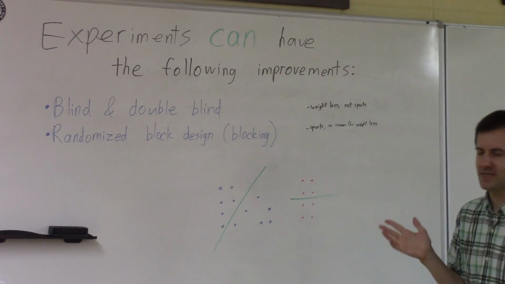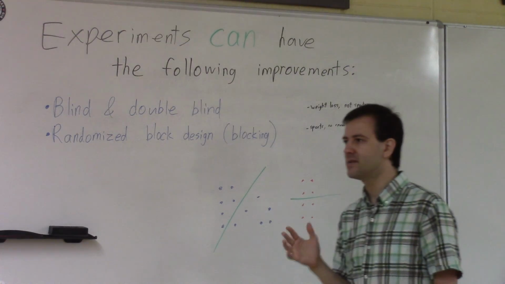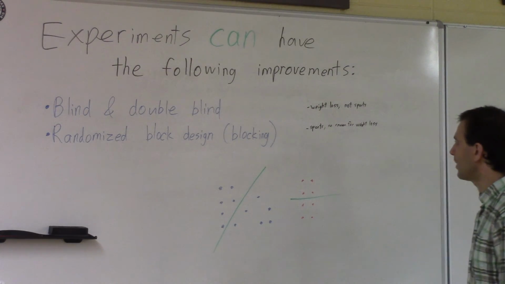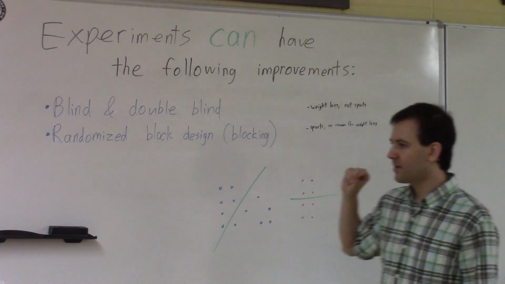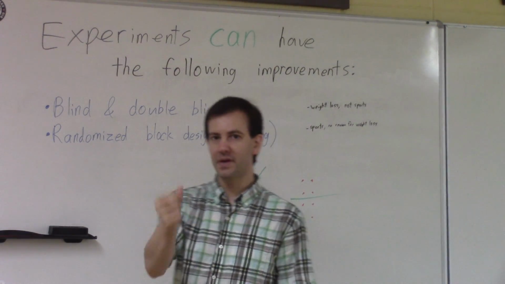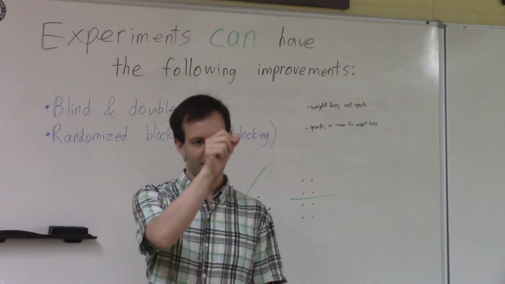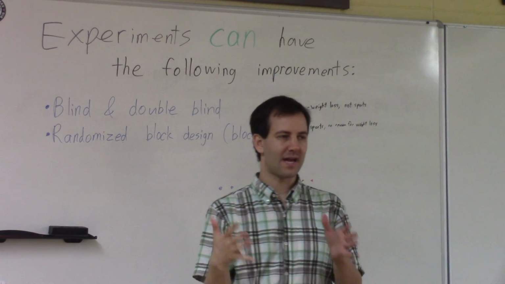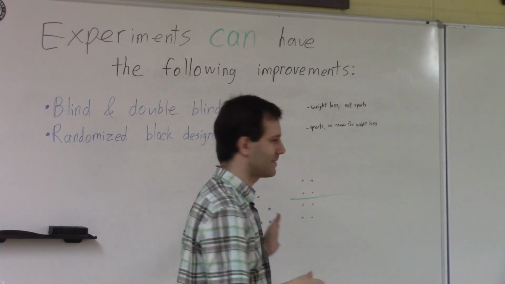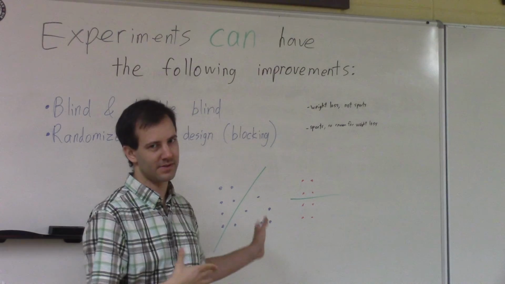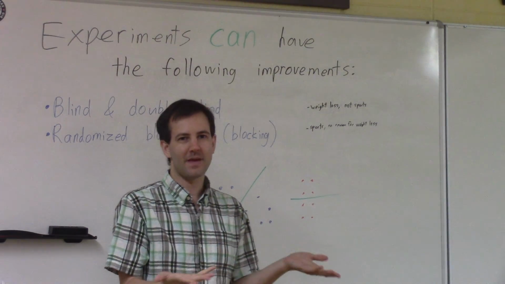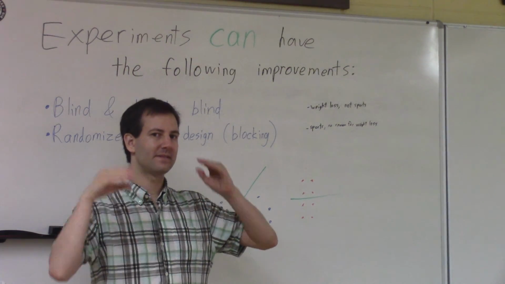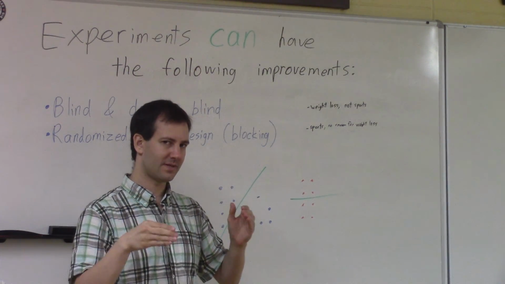There's times when you won't want to block, because there is no thing that's relevant that you think will affect them. For example, if I want to study whether this pill will cause people to lose weight, is there anything that would make me want to separate those who do sports from those who don't do sports? Maybe, but maybe not. You only do blocking when you think that one group will be affected differently by the treatment than the other.